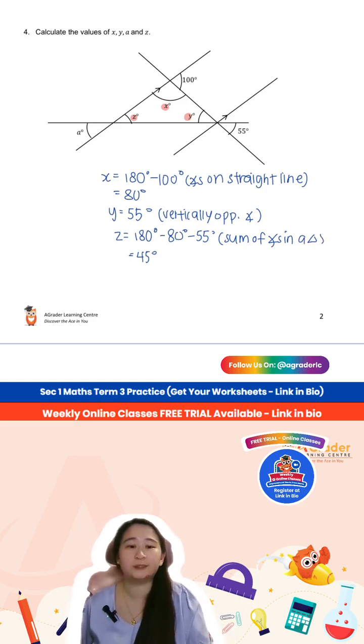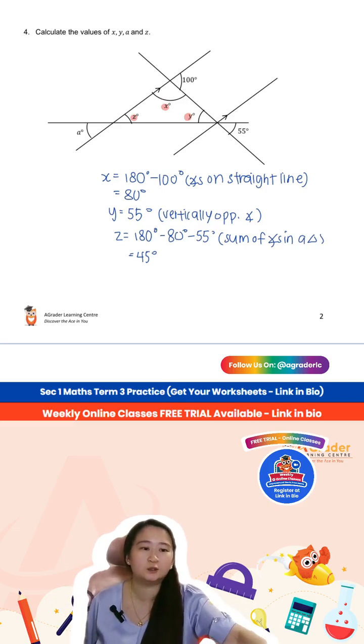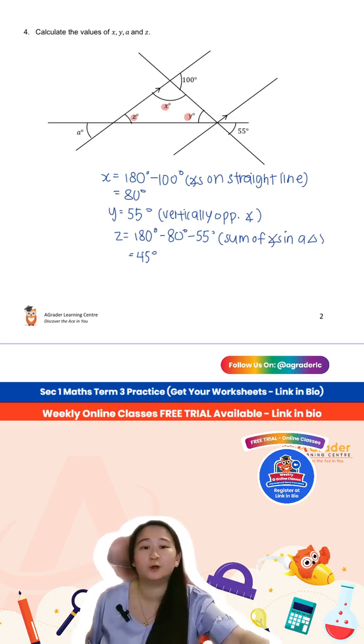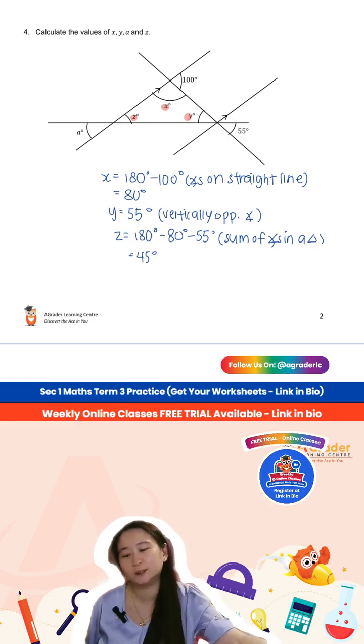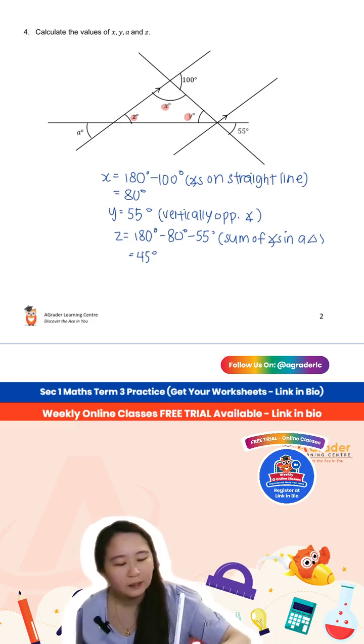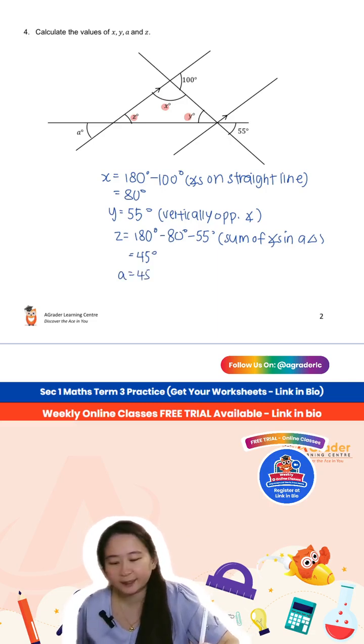So the properties, right, it varies from schools to schools. So certain teachers or certain schools are quite strict. They require you to follow a certain way of writing. So just follow your school. Okay, if your school allows you to write short form, it's fine. Just follow whatever your school requires. Okay, the concept is the same. So A will be the same as Z. So it's also 45 degrees, vertically opposite angle.